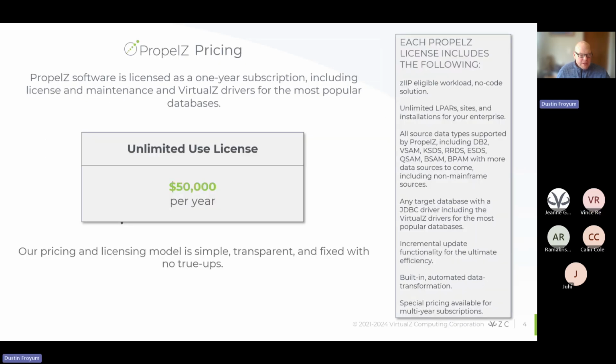Vince covered a number of different use cases. PropelZ is extremely flexible in what it supports. And the pricing is this, and we're very transparent about our pricing. It's on our website. PropelZ is $50,000 per year per customer. No installation limits, no LPARs, no MIPS, nothing like that. It's really an enterprise license for $50,000.